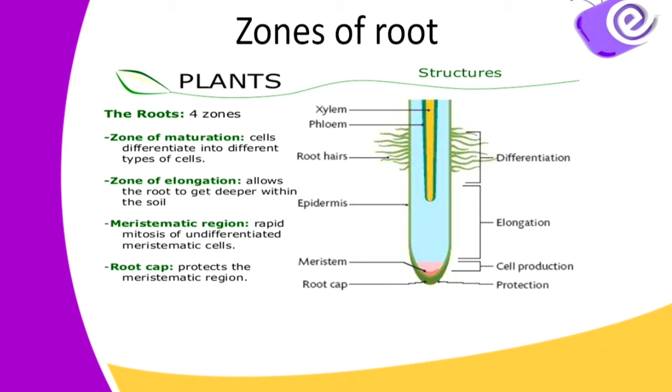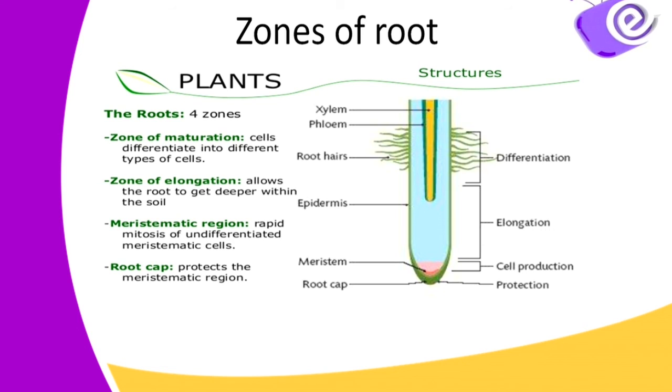The root has four main zones. The first zone is what we call the zone of maturation. This is the uppermost part, where the cells differentiate into different types of cells. If you look at our diagram, it is the first part, labeled differentiation. That is where the cells mature. By maturing, they help the plant to have many types of cells. So that one is responsible for maturity.